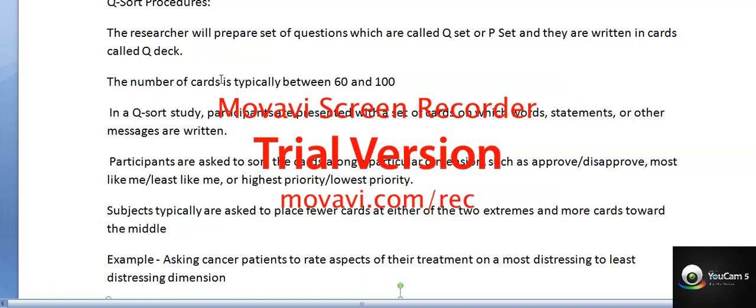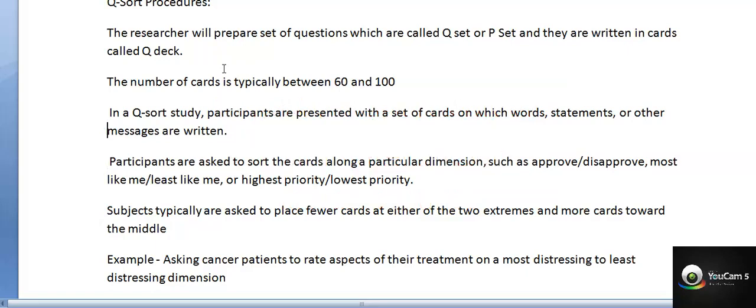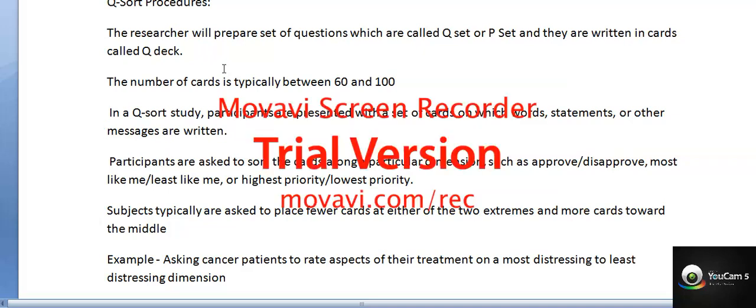We will go through it now. The researcher will prepare a set of questions, as I said, which are called Q set or P set. Then they will write it on cards, which is called Q deck. The number of cards is typically between 60 to 100. So you need a minimum of 60 statements or words related to the topic. That's why it is an in-depth study where you can go through a complete thorough study of one single topic.